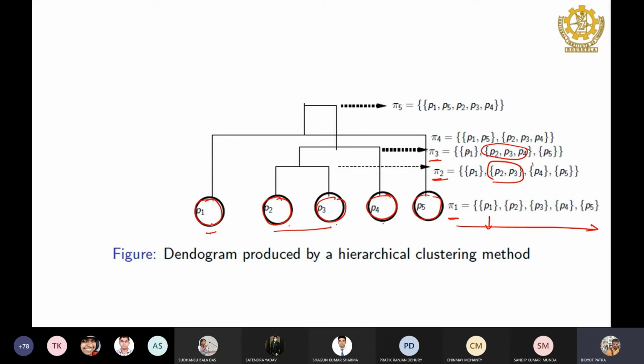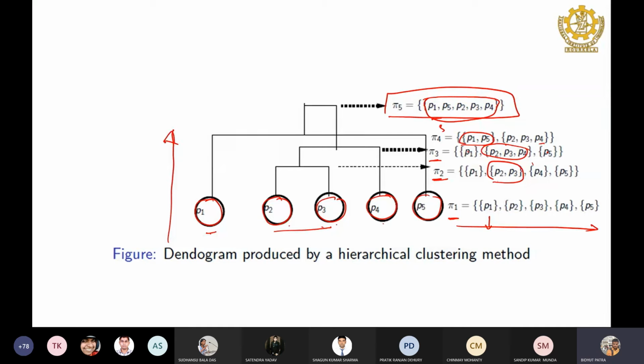Now you have P2, P3, P4 as one cluster, and you merge P1 and P5 as another. So there are 2 clusters. Now you merge these 2 clusters and you get a clustering, P1 to P5, which forms the single cluster. As you can see, this is one cluster with all points. So if you see it from down to up, this is called the agglomerative approach.